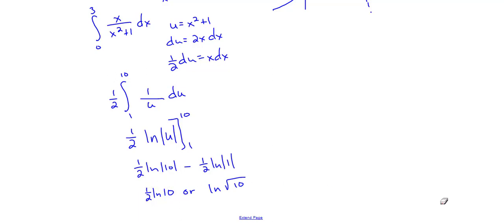Questions on this? Leave it like that. If this was an A, B, C, D choice, they might have a decimal approximation listed. They might have one of these listed. Are we okay so far? Yeah?